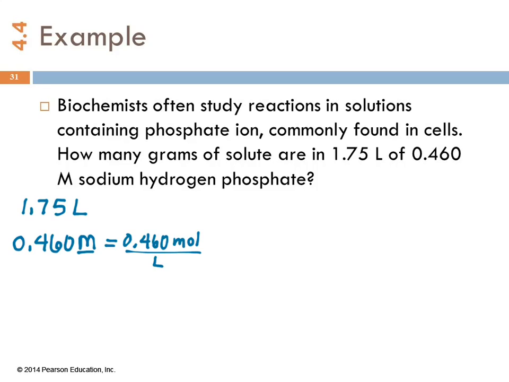Moles of what per liter? Sodium hydrogen phosphate. We're going to need the formula for that. That's one of those weird compounds that has 3 names. What kind of a compound is that? Is it ionic? Ionic ternary. It's going to be ionic ternary, right?